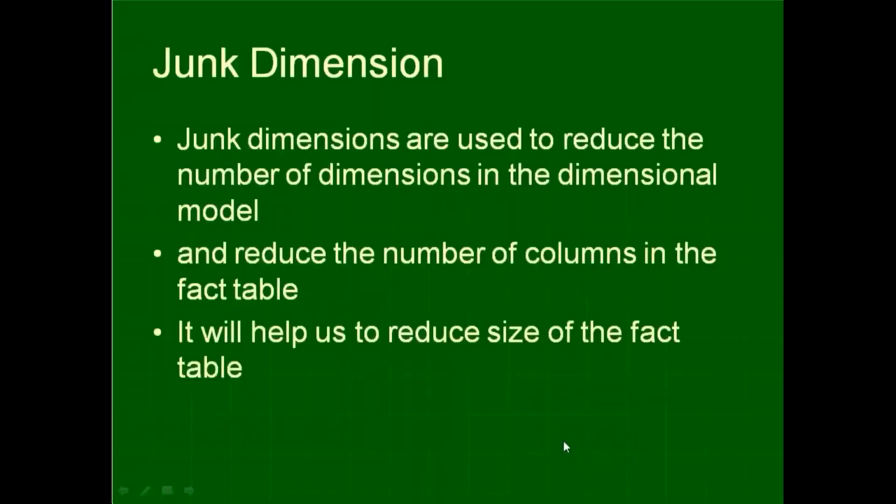Very, very interesting point. Junk dimensions are used to reduce the number of dimensions in the dimensional model and reduce the number of columns in the fact table. It will help us to reduce the size of the fact table as well, because two columns means extra millions of data you need to have in that column as well. Okay, so that is the point that you need to understand.